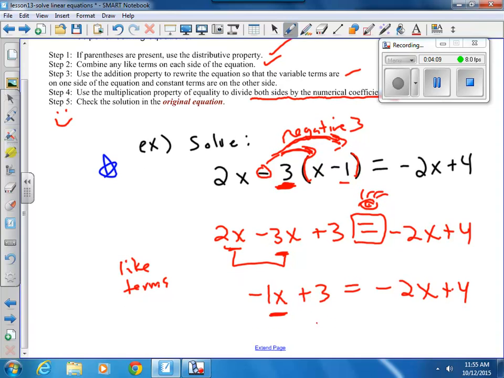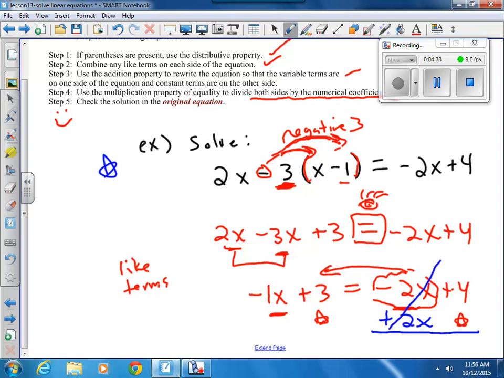Letter, number. Letter, number. Letters on the left, numbers on the right. Okay, so that means I would like to take negative 2x and toss it across the equal sign. But I can't just toss it across the equal sign. I have to move it over there legally, which means I'm going to add 2x. How come? Well, negative 2x plus 2x is gone, right?